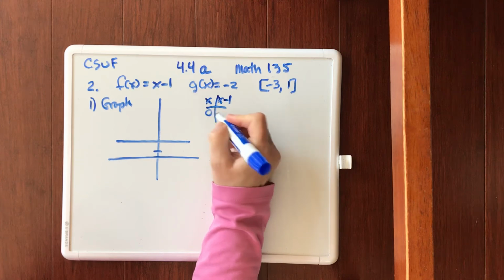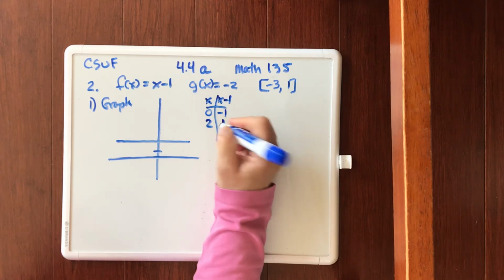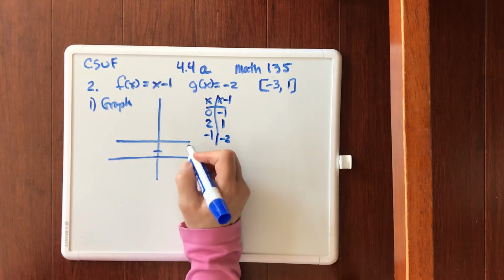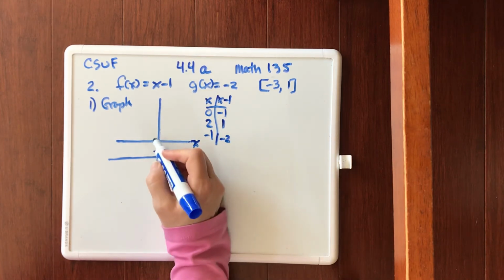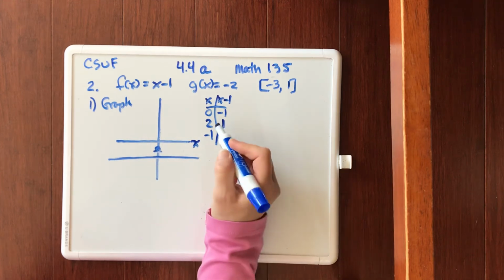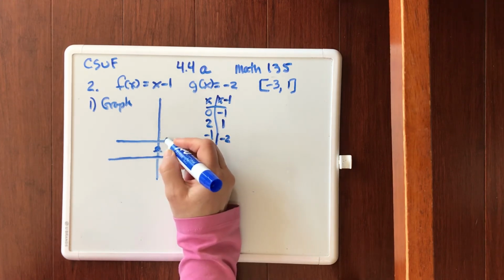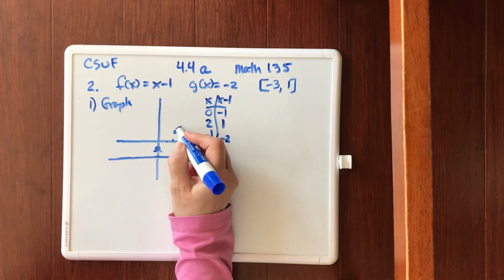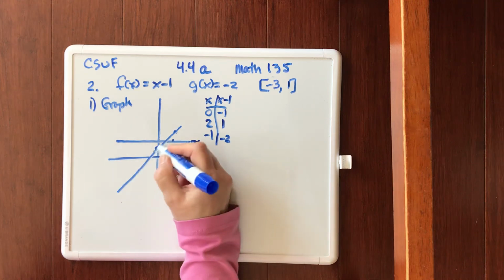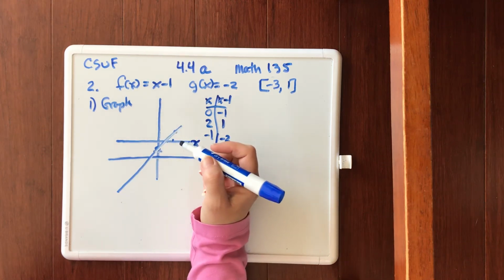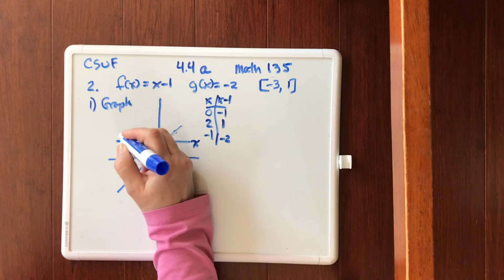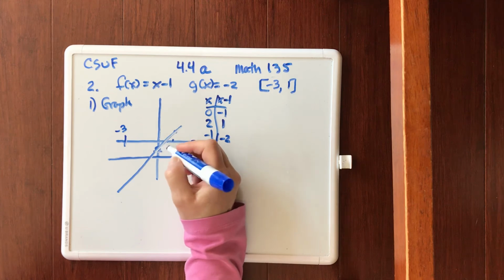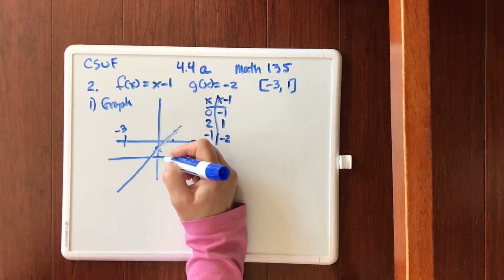Okay, if we put in a 0, we get -1. If we put in 2, we get 1. If we put in -1, we get -2. Okay, so if this is x, put a 0, we get a -1. If we put 2, we get 1, -1, -2, so it's going to look like this. Okay. All right, so we're going from -3. Here's -3, all the way to 1. And 1 is right there.